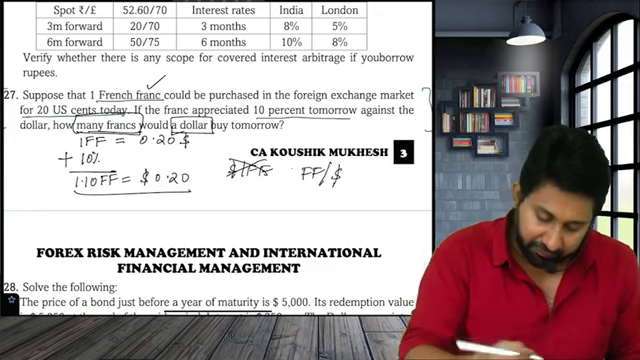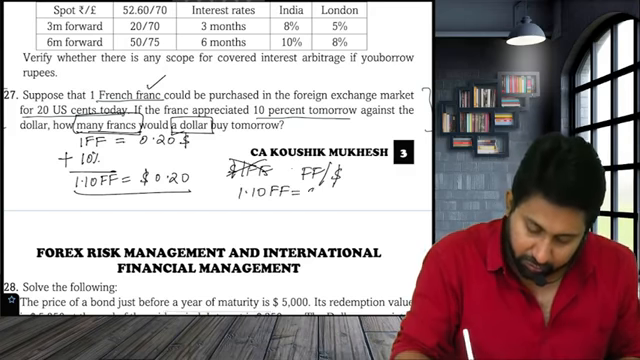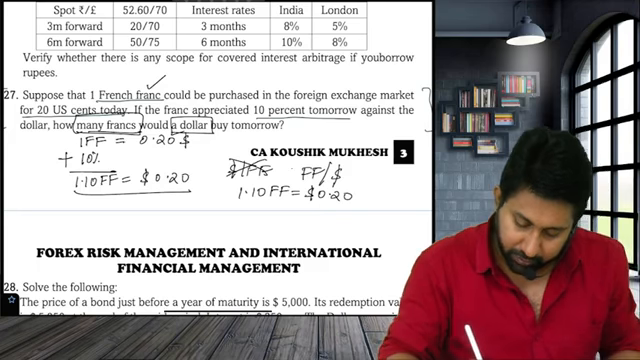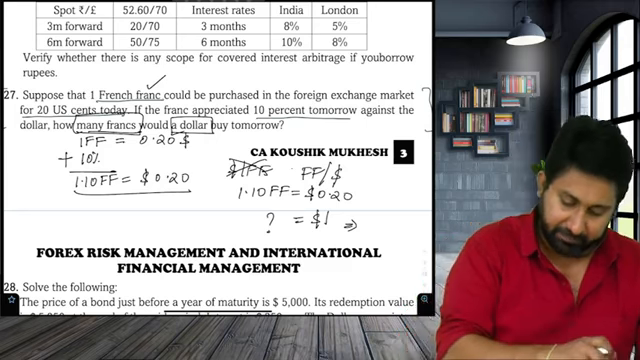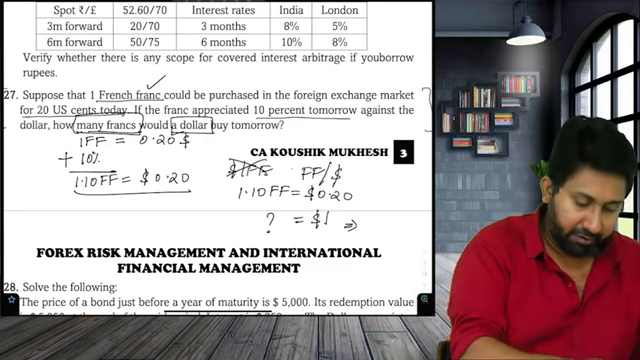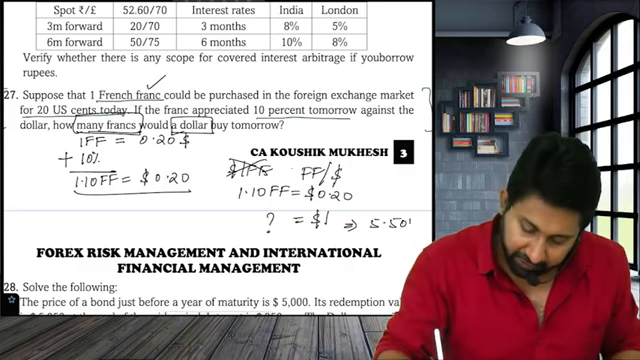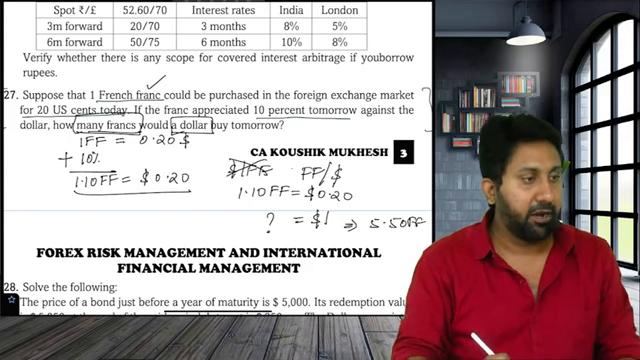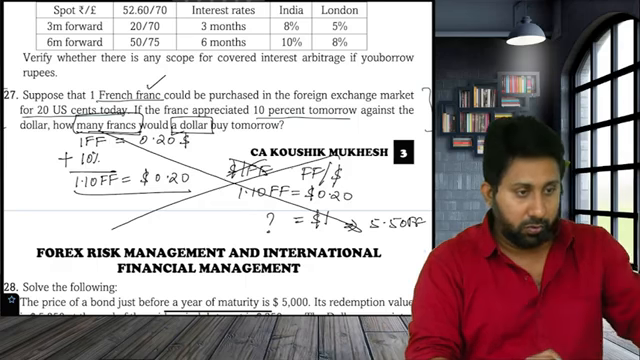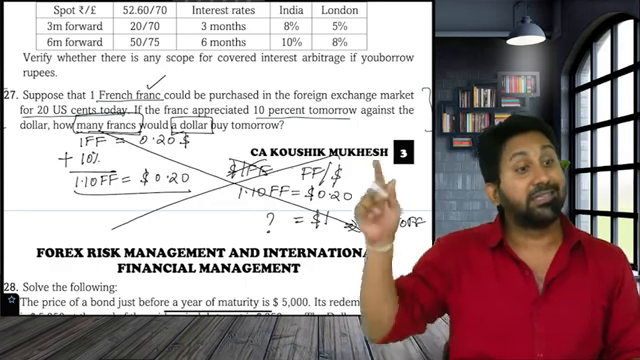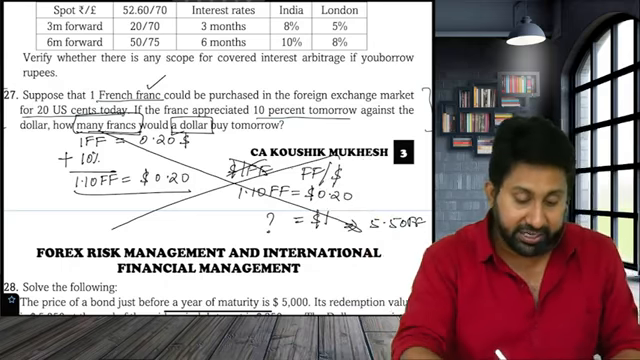So 1.10 FF equal $0.2. Then $1 can purchase how many francs? 1.1 divided by 0.2, how much? 5.50 French francs. Wrong. Like this you should not do. Just to intimate you, this is not the way to do the problem, I have done this. See here, this notation, everything is correct.